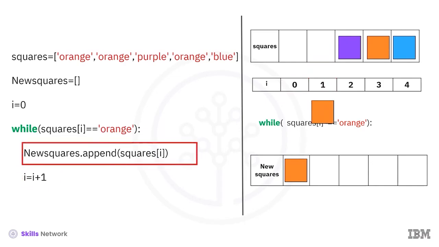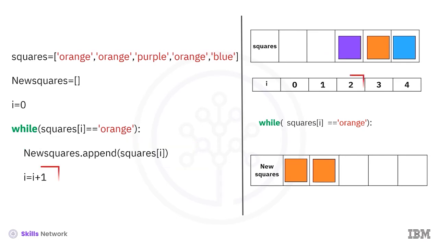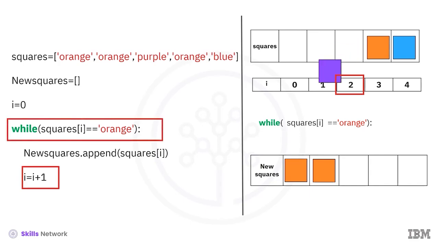We append the value of the second element of the list squares to the list new squares. We increment the value of i. Now the value in the array squares is purple. Therefore, the condition for the while statement is false, and we exit the loop. Check out the labs for more examples of loops, many with real data.